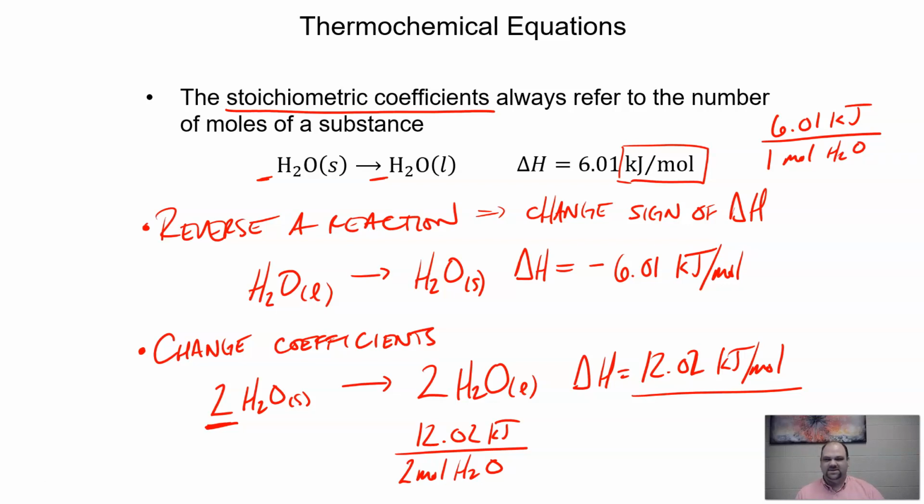These are perfectly equivalent. 6 divided by 1 is 6. 12 divided by 2 is 6. The energy per mole doesn't change. It's just the way that we notate that when we write it out is that it's kilojoules per mole as written. We just have to take into account what those coefficients are.